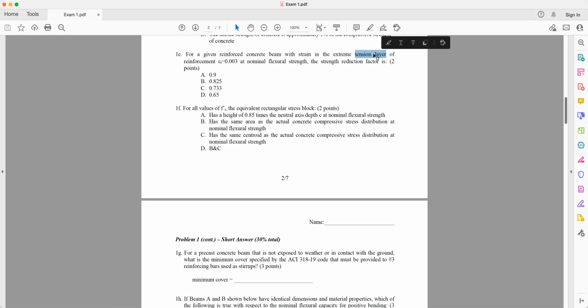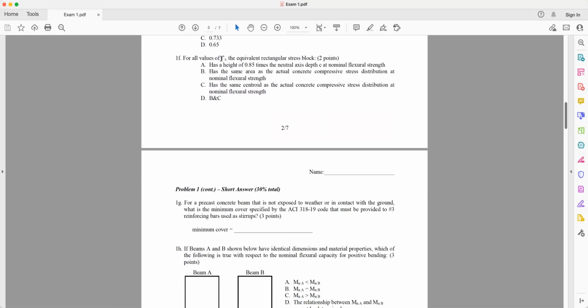And to say that the extreme tension layer reinforcement strain epsilon T, be careful, not epsilon S, not epsilon Cu, but epsilon T, is equal to 0.03 at a nominal flexure strength reduction factor phi equal to 0.9, 0.825, 0.733, 0.65. You use the equation, you plug in, you find out the values. For all values of f prime C, the equivalent rectangular stress block has a height of 0.85 times the neutral axis depth. This is too easy, right? You can take a look at the block and determine which one is correct, okay?